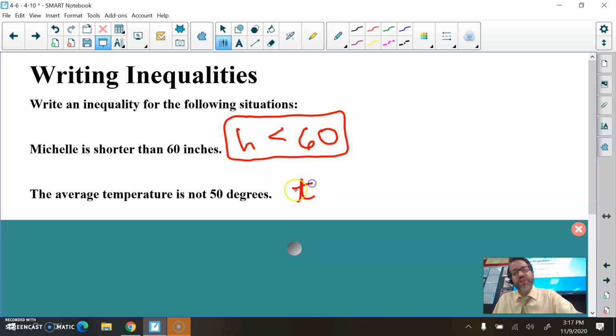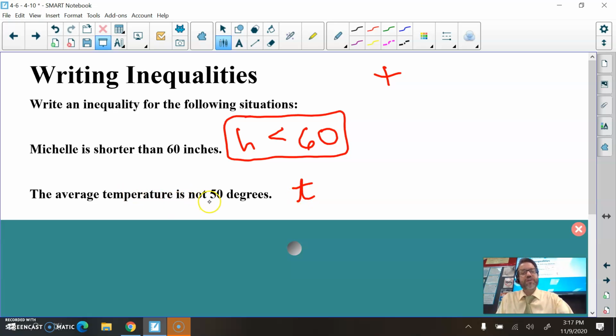T, and I like to use a cursive T. We always use lowercase letters when using these for your variables, for your unknown value. I use a cursive T because if I used a regular T, it might end up looking like a plus sign, right? And that could get confusing. So I'm using a cursive T here for the temperature.